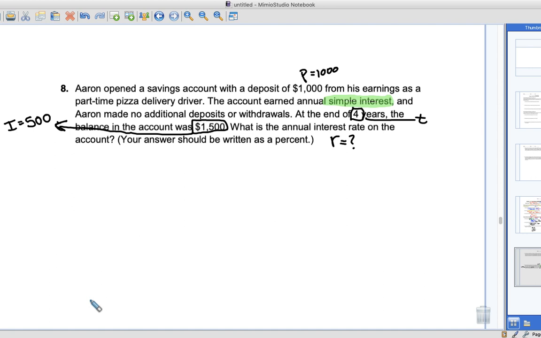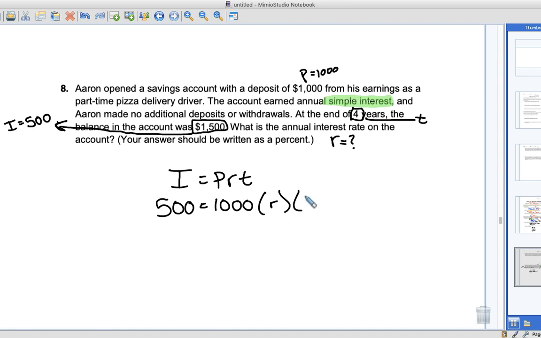Okay, how would I set this up? What formula should I be using, first of all, Parker? I equals PRT. Very good. I equals PRT. So, Parker, can you fill in our variables with numbers? 500 equals 1,000, and then R, and then 4.